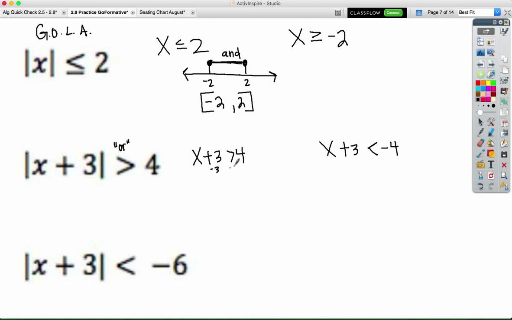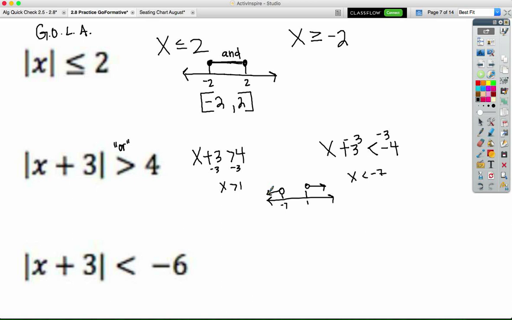If I minus 3 on both sides, I get x is greater than 1. If I minus 3 on both sides over here, I get x is less than negative 7. So if I were to put those on a number line at negative 7, it's open circle less than, positive 1, open circle greater than. This is what an or is supposed to look like.